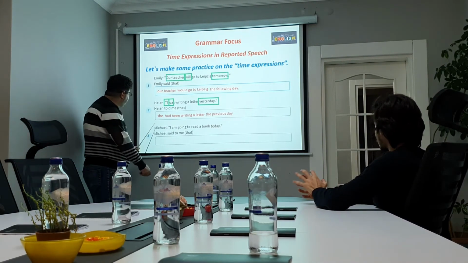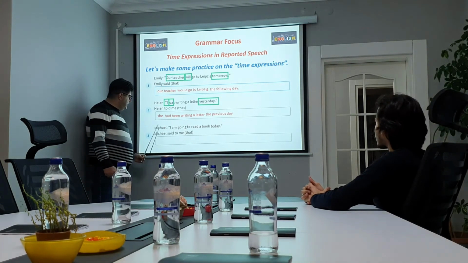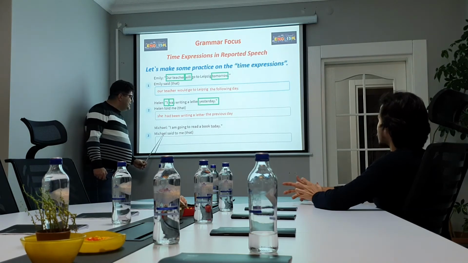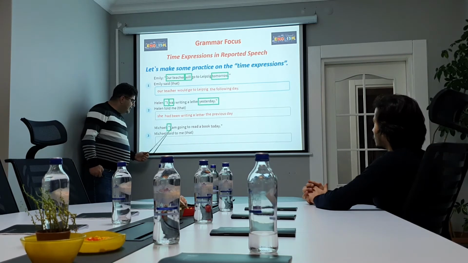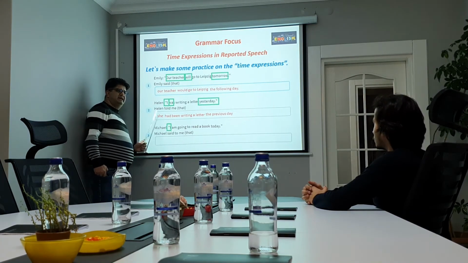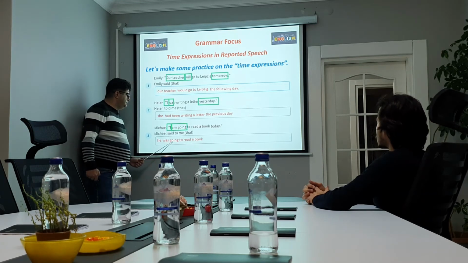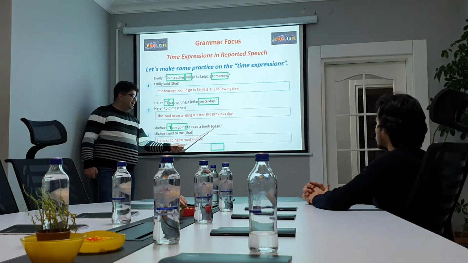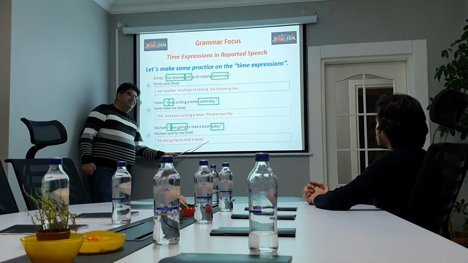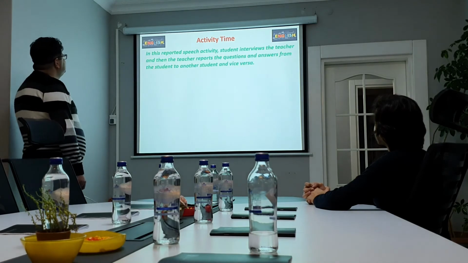One last example. This time Michael says, "I'm going to read a book today." And in indirect form, Michael said to me that he, because I becomes he, am going to becomes was going to read a book. Today becomes that day, in direct form. Okay, let's make some activity.